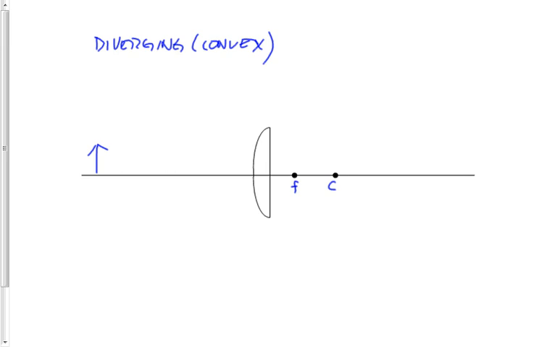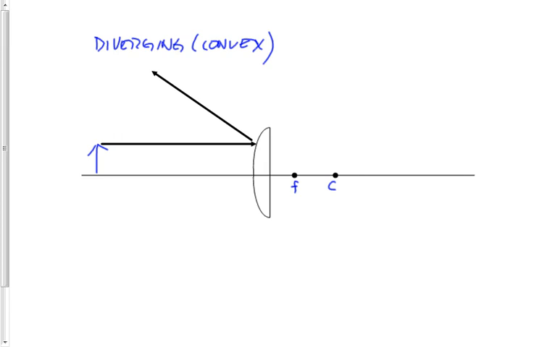First ray, parallel to the principal axis from the top of the object. Now, remember, converging, all rays parallel to the principal axis converged at the focal point. What's going to happen to these guys, the ones that are parallel to the principal axis? They're going to diverge away from the focal point. So I'm going to draw this upwards like this.